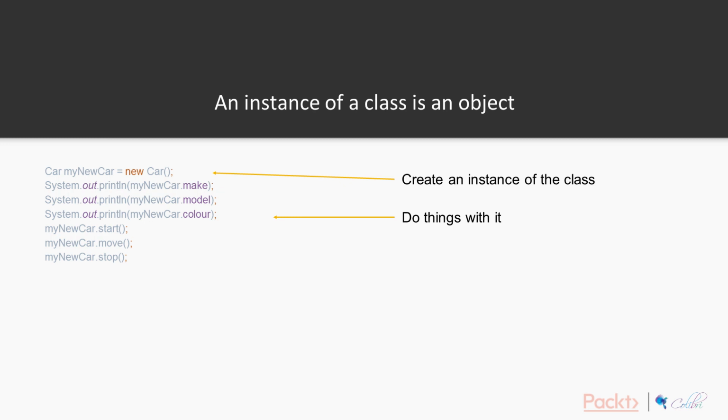And then we're going to do three things. We're going to do System.out.println. We're going to get the make, we're going to get the model, and we're going to get the color. So these dots are used to access fields on the object. And then we're calling these methods on the object. So on my instance of this car, we're going to start it, we're going to move it, and then we're going to stop it. So we create an instance of the class, and then we do something with it.